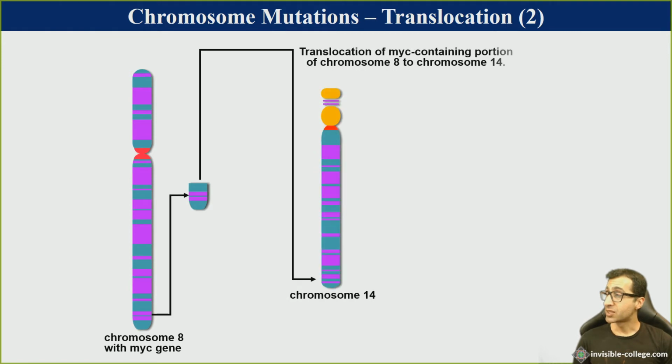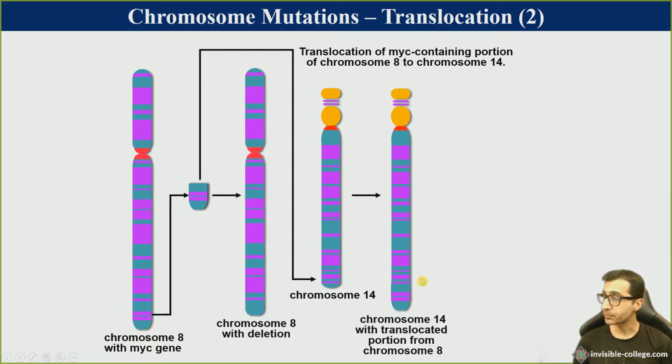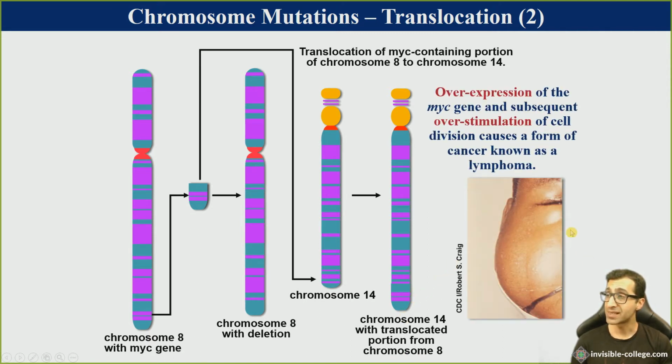So here is a diagram which illustrates what's going on there. So here we have the translocation of the MYC proto-oncogene from chromosome 8 onto chromosome 14. And so this results in chromosome 8 with a deletion and chromosome 14 with a translocated portion inserted into it from chromosome 8. So again, this leads to what we call Burkitt's lymphoma, and Burkitt's lymphoma is a form of cancer, like many forms of cancer, which results from the overstimulation of cell division, resulting in rapid and uncontrolled cell division.